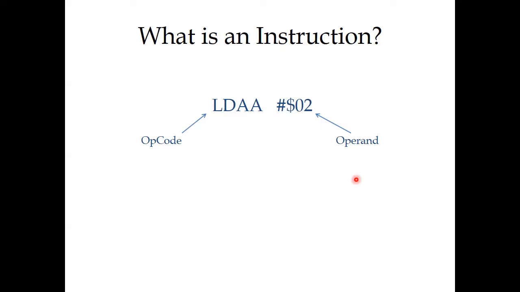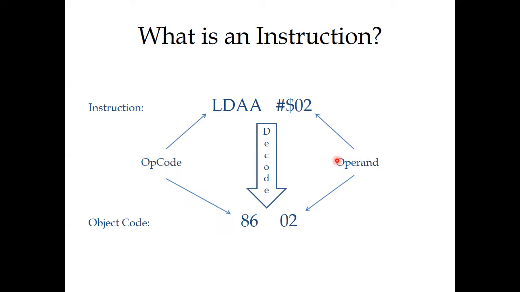Most of the instructions have two parts. In the first part we have an opcode, and in the second part we have an operand. There are exceptions, right? In the case of inherent instructions, there is no operand. All of the instructions, if you are writing them like this, are actually decoded by the assembler to just raw binary, right?